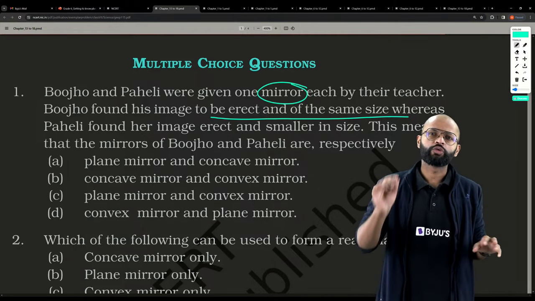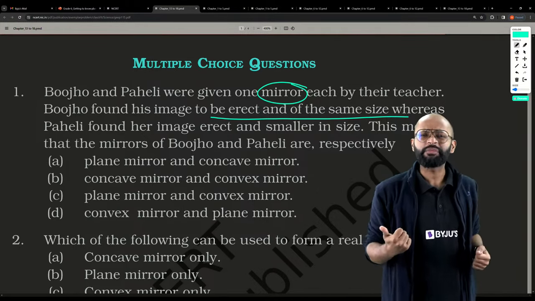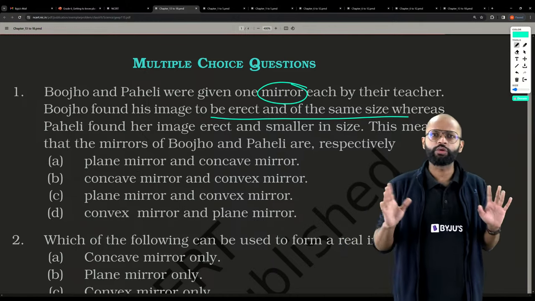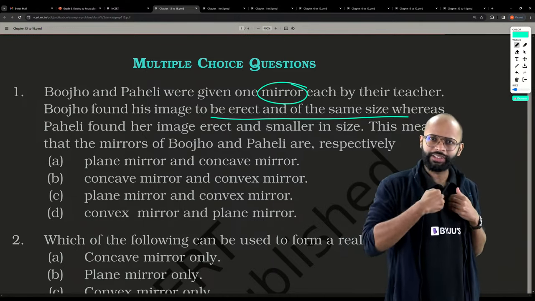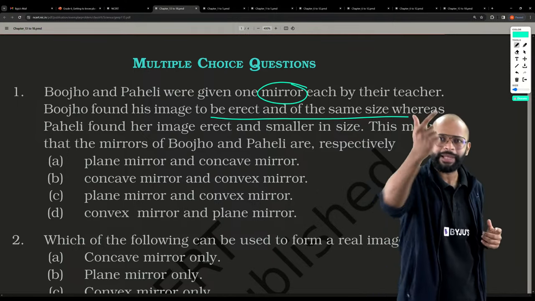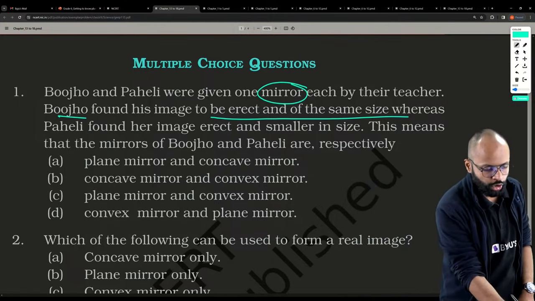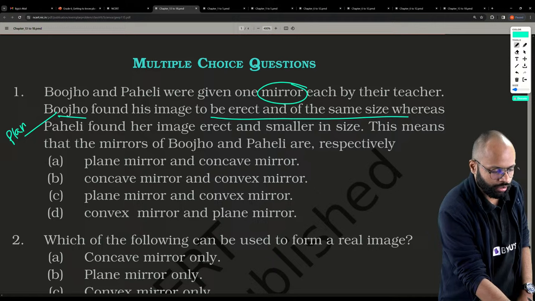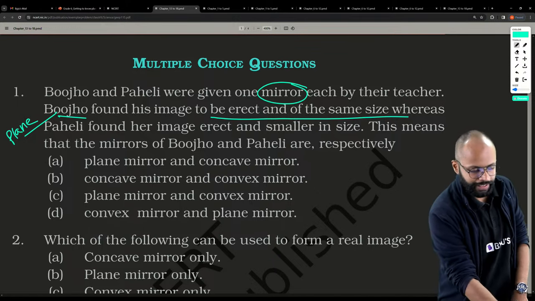Sabse common mirror. Tum roz dekhte ho. Your dressing mirror, dressing table wala mirror. Every day you go in front of the mirror, tumko khud ki image same lagti hai na bhai. Aisa thodi hai, you feel like you are smaller or you are bigger, right? It's a plain mirror. Very correct. So Bujo has got a plain mirror. Ye to pakka ho gaya. Theek hai. What about Paheli?